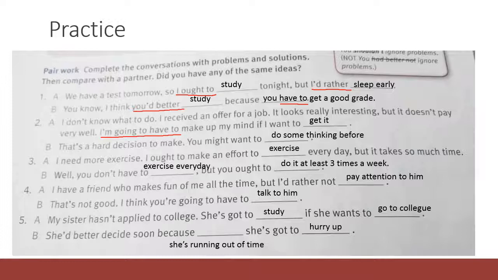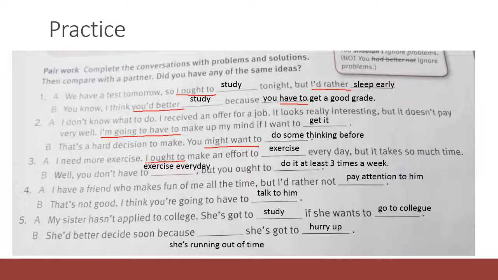So here we also use a structure for advice. That's a hard decision to make. You might want to do some thinking. Might want to, advice. I need more exercise. I ought to make an effort. I ought to, advice. Remember that we can change ought to by should. So in this case, it would sound like this: I should make an effort to exercise every day. But it takes so much time.